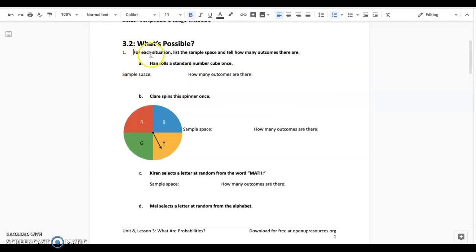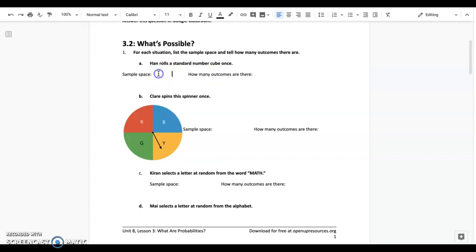So on the first situation here, it says for each situation, list the sample space and tell how many outcomes there are. So you are to do two things, sample space and how many outcomes there are. And so I'm going to do the first one together, and I'm going to pause it and let you work on the others before I go over it. So A says, Han rolls a standard numbered cube once.